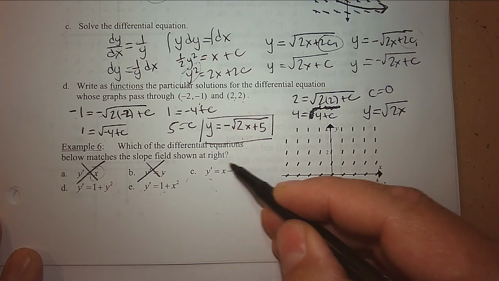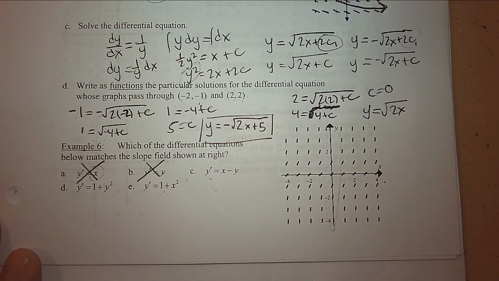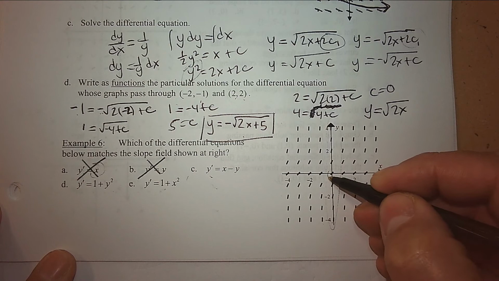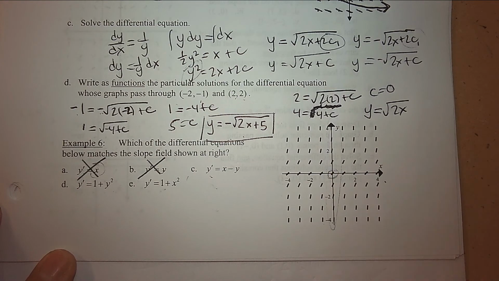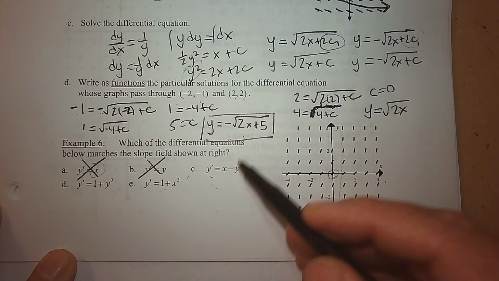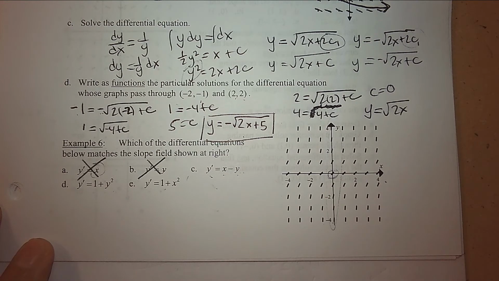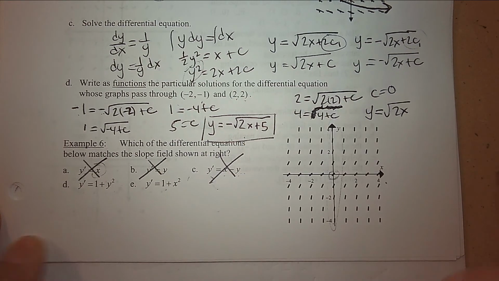C, can you find a point that gives you the wrong answer for the slope? So, let's say I started here. What point is in the middle? The origin, 0, 0. So that means if x is 0 and y is 0, 0 take away 0 should give me what slope? 0. Does it? Wrong.